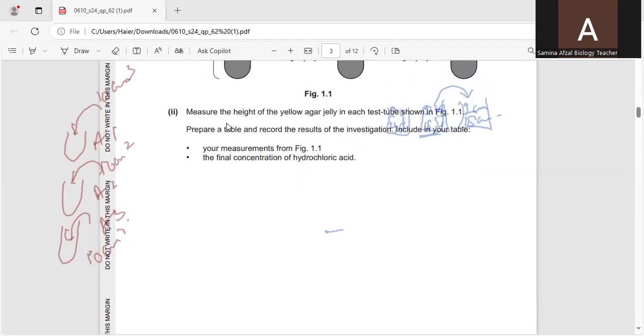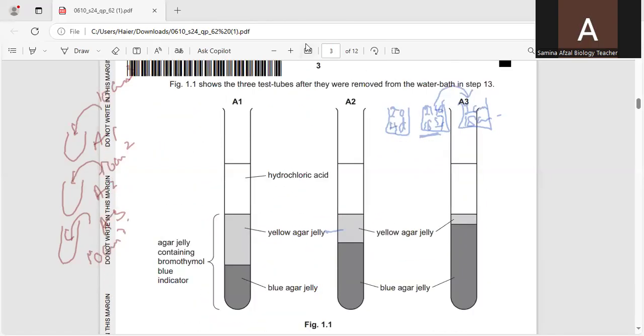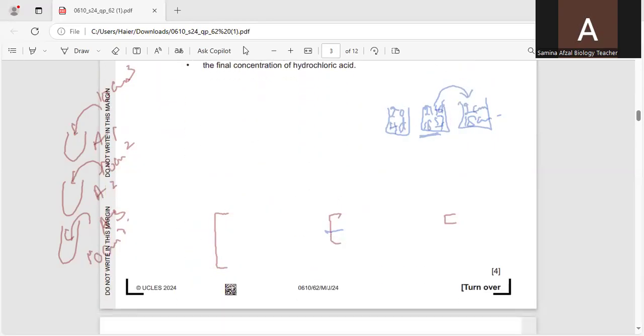Measure the height of the yellow agar jelly in each test tube. You have to measure the height of the yellow agar jelly. It can be measured with the help of a scale. So you have to measure with the help of a scale the height of the yellow agar gel.